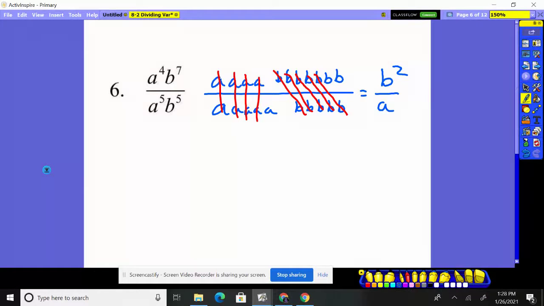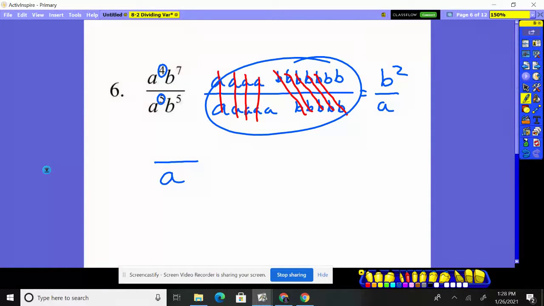Now, I know that you're going to want to try and do things, but you need to make sure you're visualizing this. I can see I have A to the 4, A to the 5, so I know, hey, I'm going to have 1 left in the bottom. Here I have B to the 7, B to the 5th, so I can see I have 2 left in the top. That's fine, as long as you can see that this is what's happening.